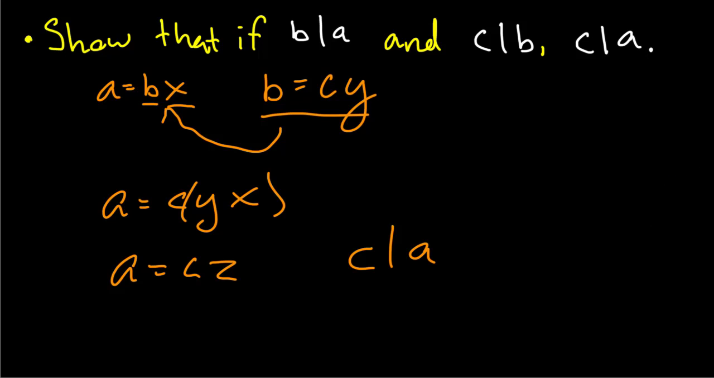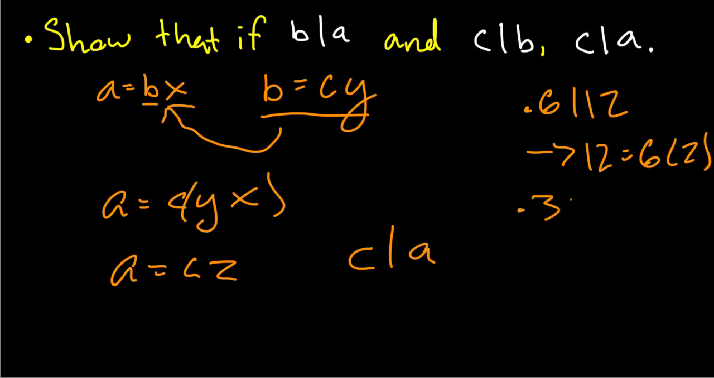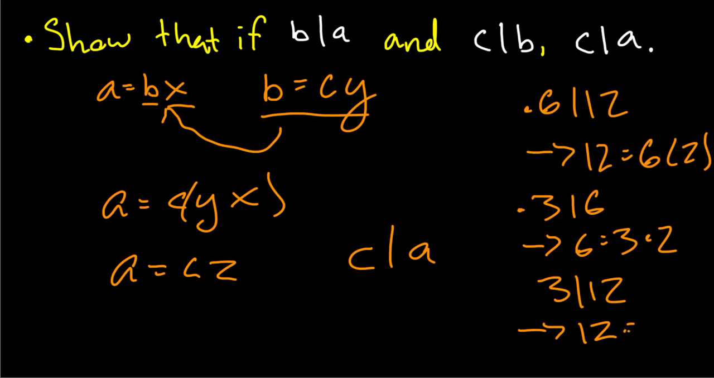So, let's do an example of this. If 6 divides 12, we know that it does because 12 is equal to 6 times 2. Here, let's write this down. 6 divides 12. We'll say 12 equals 6 times 2. And we know that 3 divides 6, because 6 is equal to 3 times 2. Given these two facts, we know that 3 is also going to divide 12. We know that 3 divides 12, and we can show this: 12 is equal to 3 times 4. Look at how useful that was.